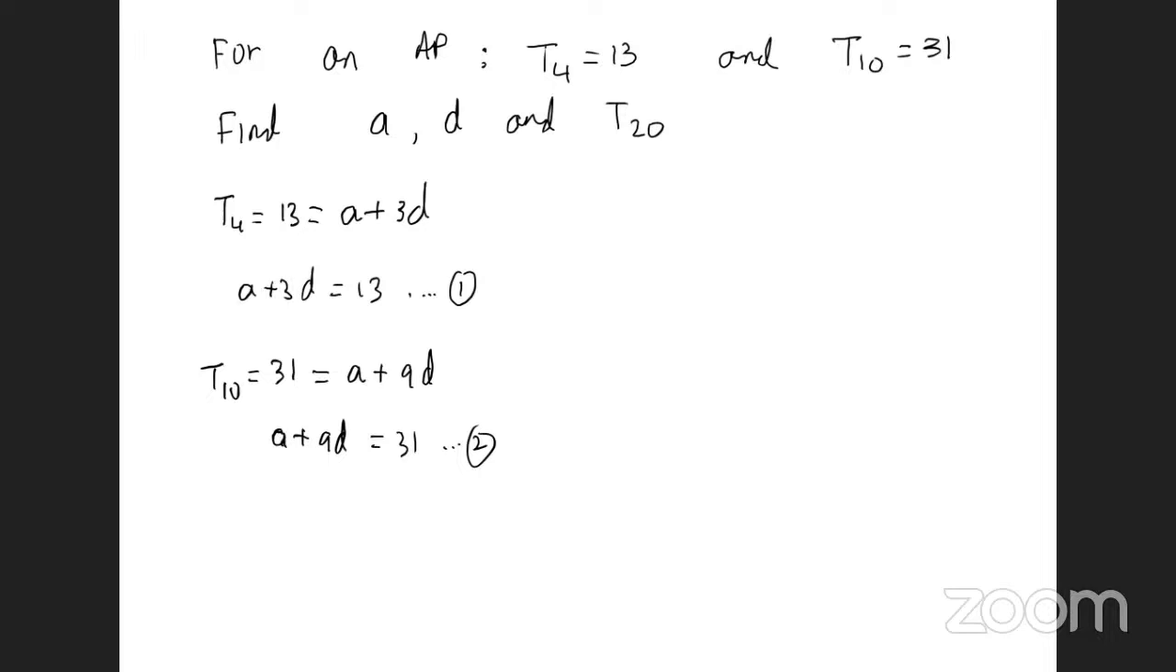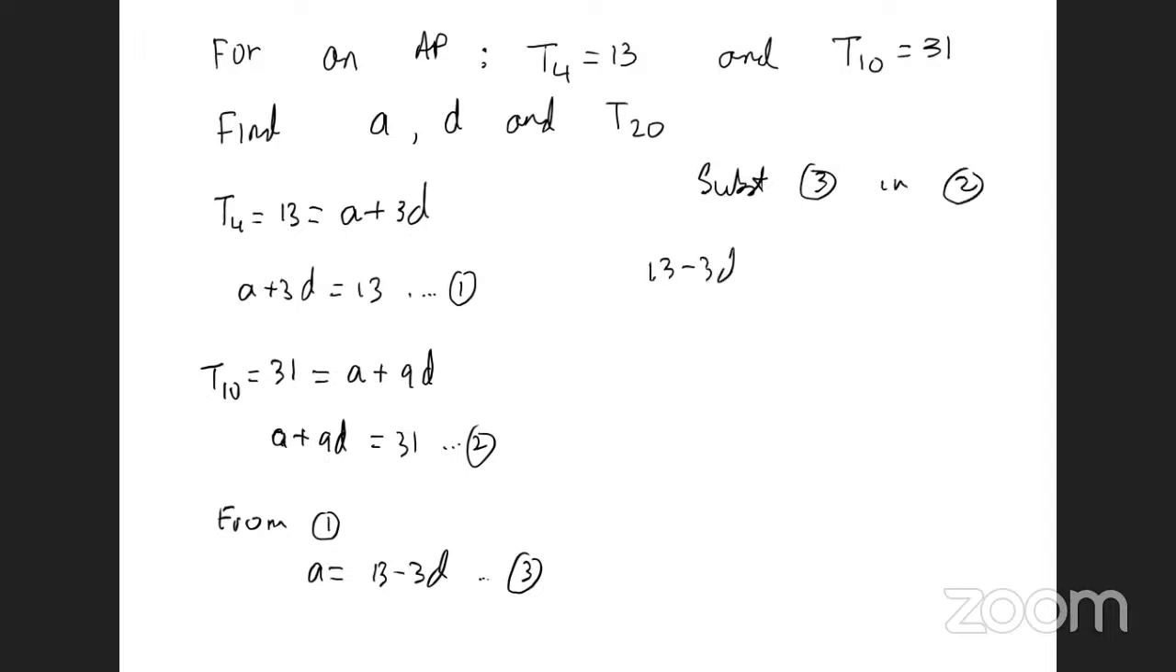Right, let's just check it out. I like to stick to the substitution method, although elimination could work. So from equation 1, I got A to be 13 minus 3D. This is my equation 3 now. I am going to substitute equation 3 in equation 2. So I'll get 13 minus 3D plus 9D is 31.